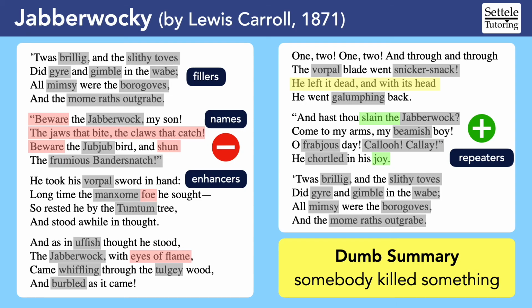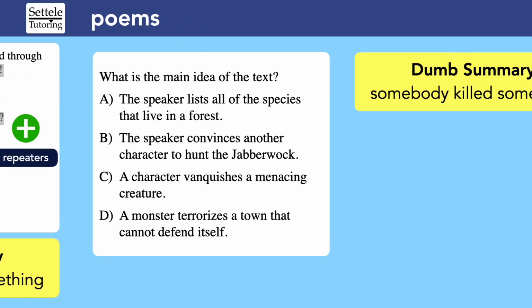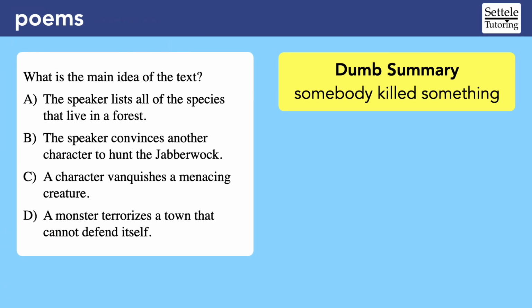But let's see, here's an SAT-style question that could accompany this poem. As is typical for poetry questions, they just want the main idea. Sometimes they'll ask for the main purpose of a specific line, but it's still going to be very general, very big picture. Right away, choices A and D seem wrong, because they do not match with our dumb summary.